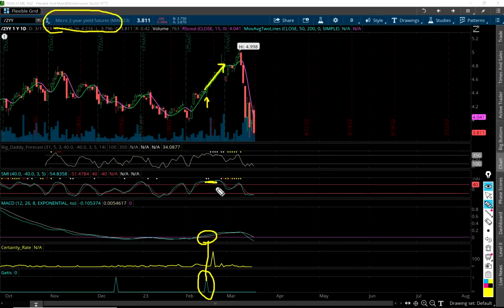We don't just look at one set of indicators, because these indicators would have told us, oh my gosh, there's divergence going on, don't trade it. But the MACD says otherwise.